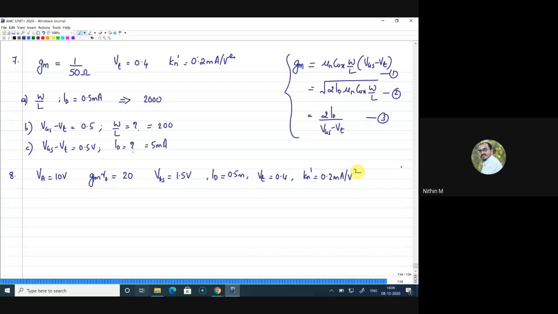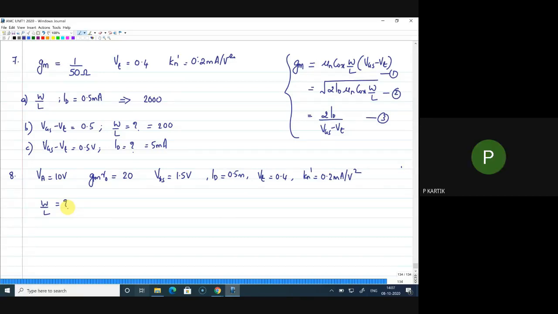Right. So you are asked to find what is W by L. So how will you find this? VA, the early voltage, is given, gm r0 is given, then you have to find the rest of the things. So how will you find? Any idea, Karthik? Can you unmute and tell me how you will approach this question?